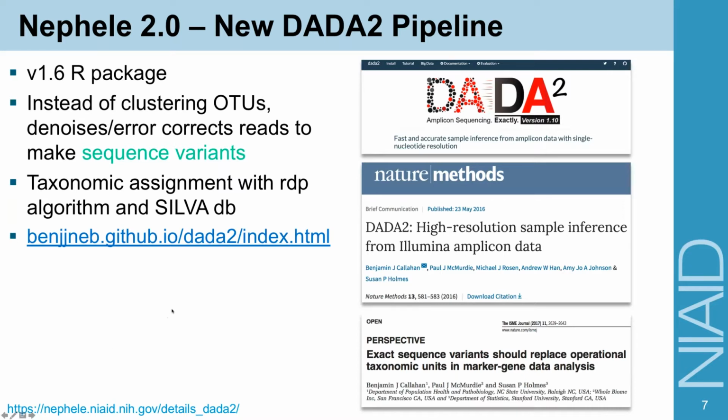So you can find more information on the DADA2 website, and there are also a couple papers that they wrote comparing. I think this paper in particular does a little bit of comparison between using sequence variants versus operational taxonomic units to see why it might be better to do things this way instead.